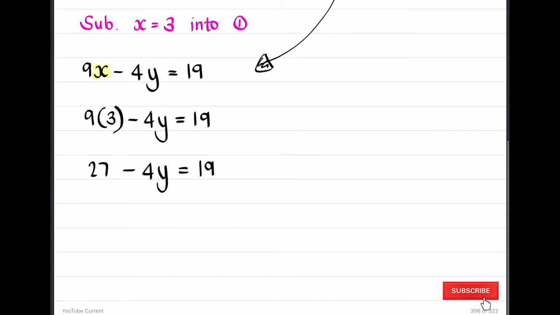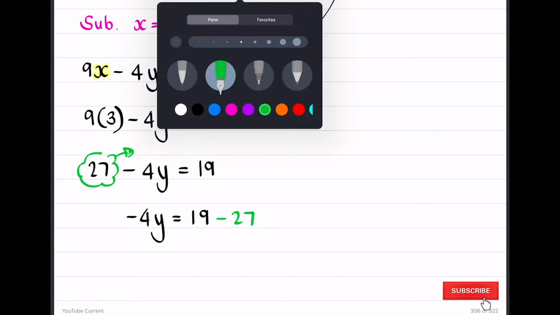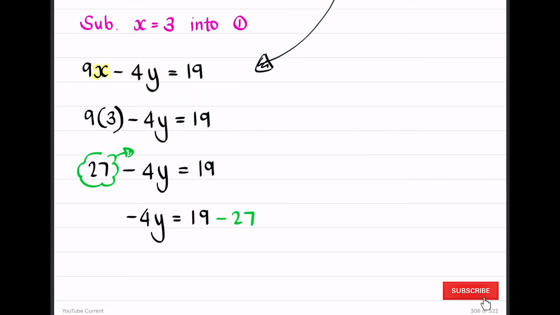So to solve this, I would keep the negative 4y on the left-hand side, equal to the 19 would stay the same, stay first. This 27, when it goes across, would change from a positive 27 to a negative 27. So I would therefore have negative 4y equal to 19 minus 27, which is negative 8.